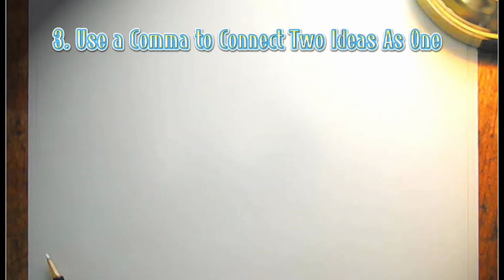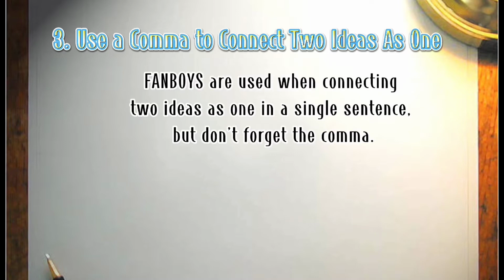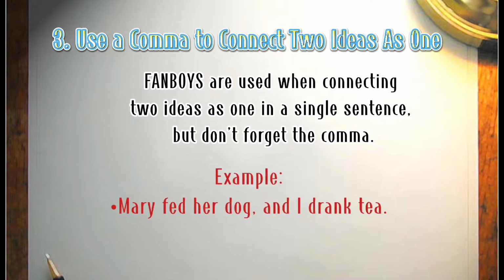Third rule is use a comma to connect two ideas as one. FANBOYS are used when connecting two ideas as one in a single sentence, but don't forget the comma. For example, Mary fed her dog, and I drank tea. As you can see, we are using a comma to connect two ideas as one. Did you understand?